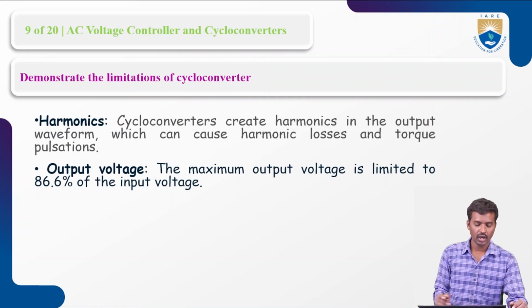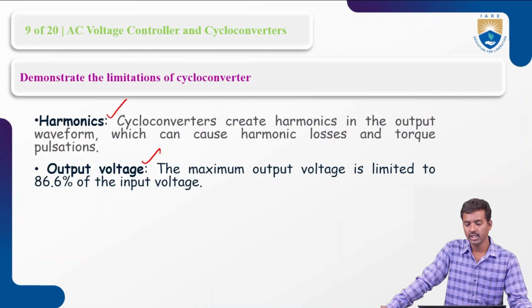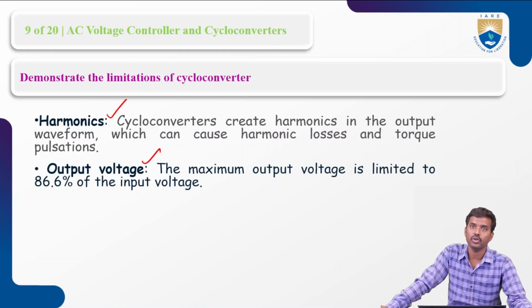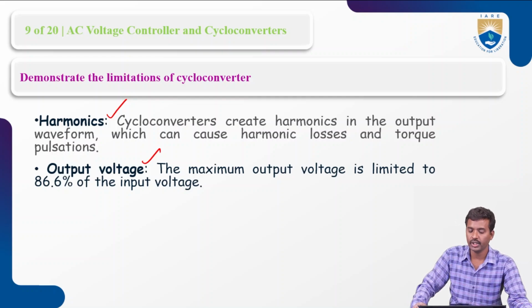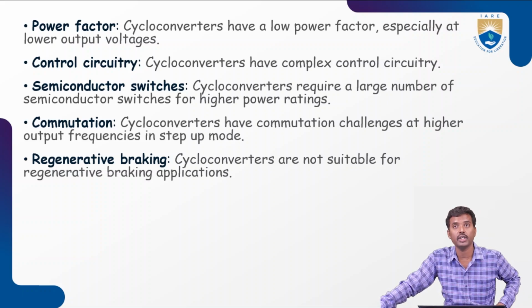What are the limitations of cycloconverter? First one is harmonics in the output voltage. Cycloconverters create harmonics in the output voltage waveform, which cause harmonic losses and torque pulsations. Second limitation is the output voltage. The maximum output voltage is limited to 86% of input voltage. Next, low power factor, especially at low output voltages.